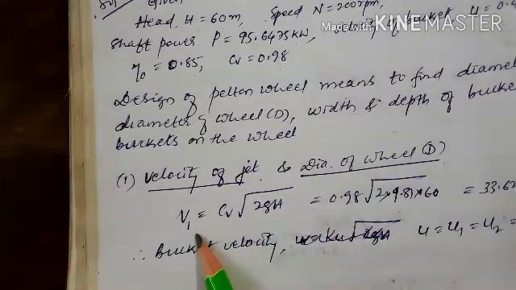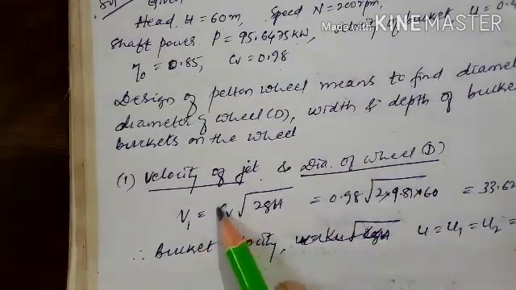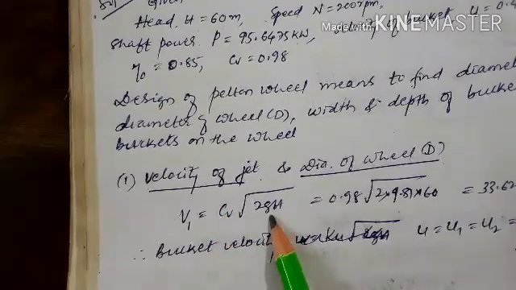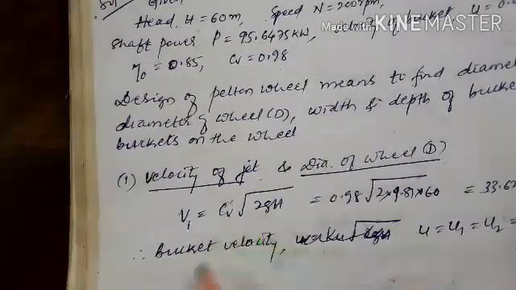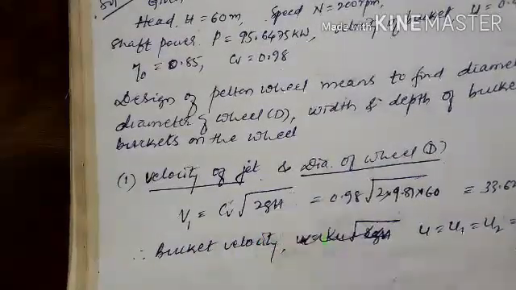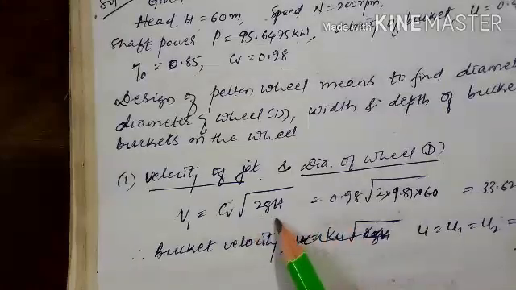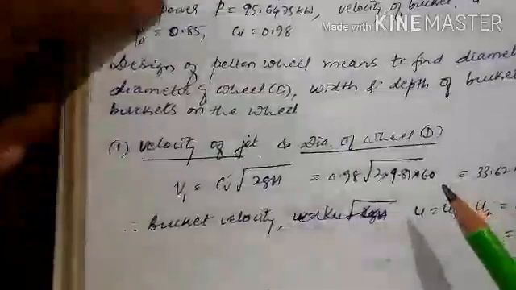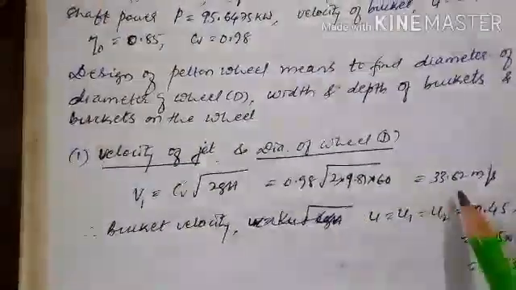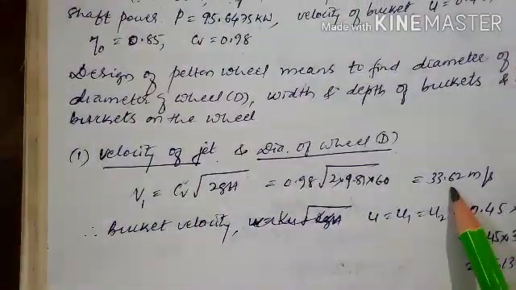The actual velocity of the jet can be calculated as Cv into root of 2gH. We know the value of Cv and we know the capital H. Substitute the values here, where g is acceleration due to gravity. Then we get the velocity of the jet as 33.62 meter per second.